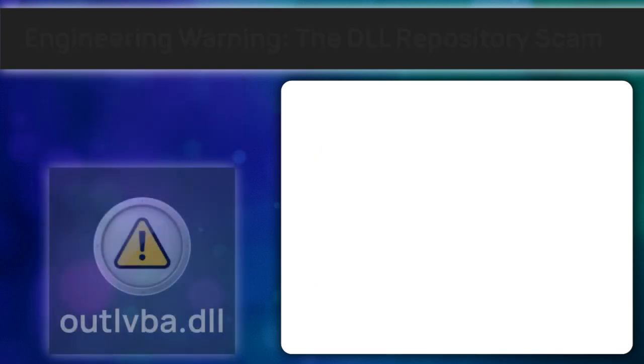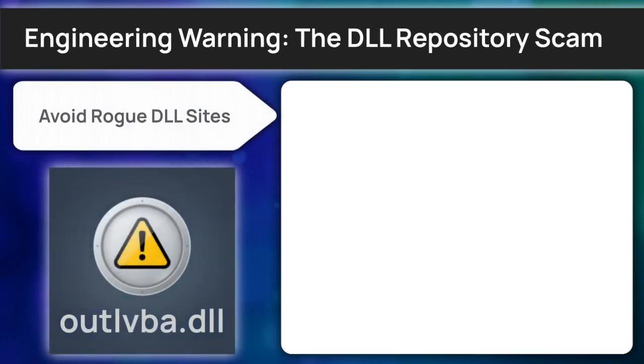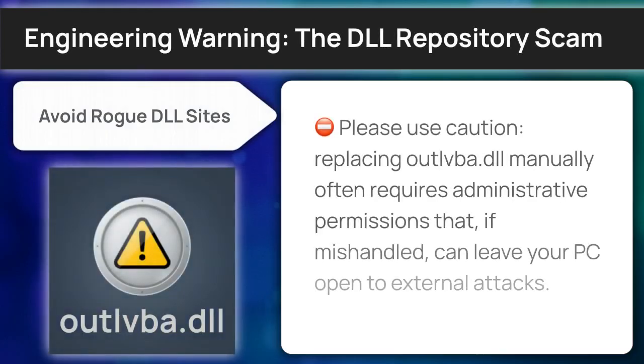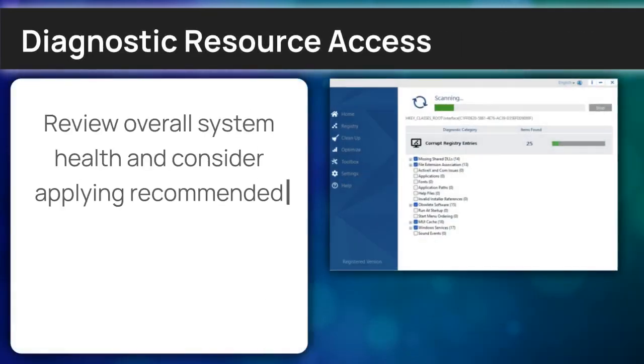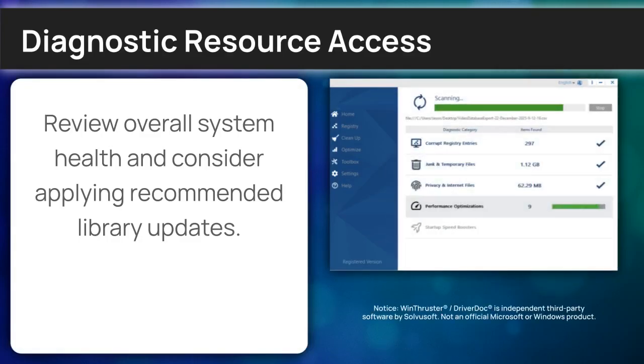I'd like to provide a brief technical warning about the risks of using unofficial file repositories. Always prioritize system safety by avoiding manual swaps of Outlook VBA Library DLL. Downloading individual DLLs from third-party sites is a common way for hackers to inject spyware and ransomware directly into your operating system. Instead of relying solely on manual updates, you can maintain your system environment using a professional maintenance utility.